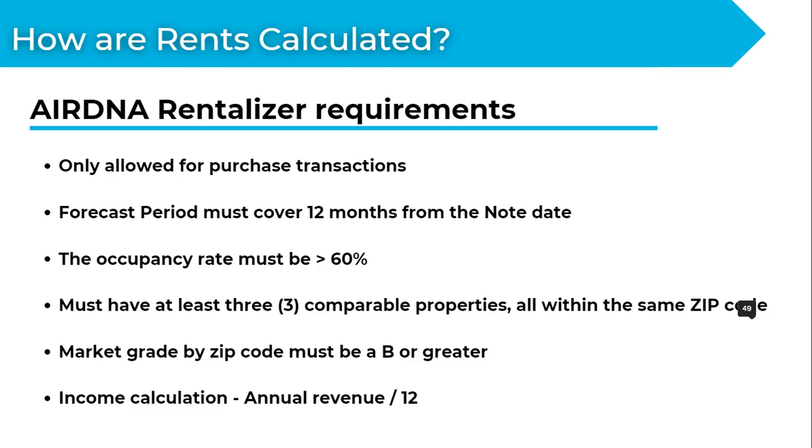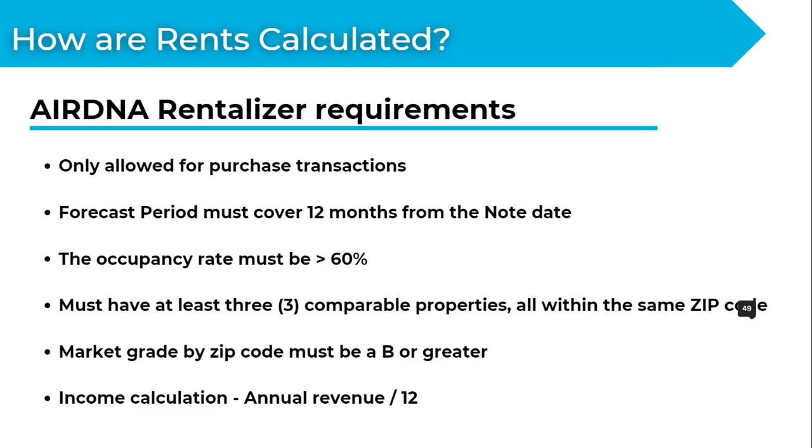Now, some lenders will take out 20% or 25% because they feel like that's the cost to be able to run an Airbnb or a short-term rental. However, not all lenders will do that. So again, you'll want to make sure that you're asking up front what's required so you know what they're actually going to use.